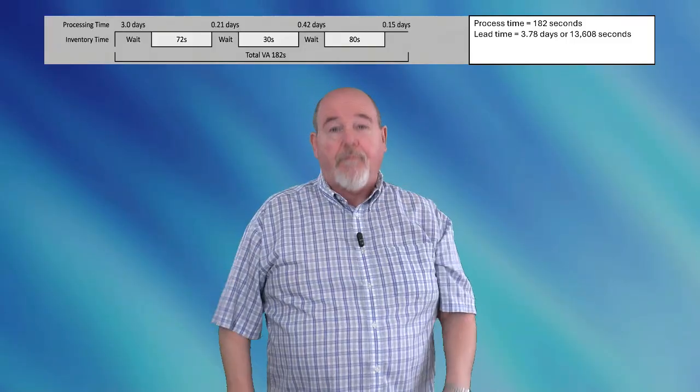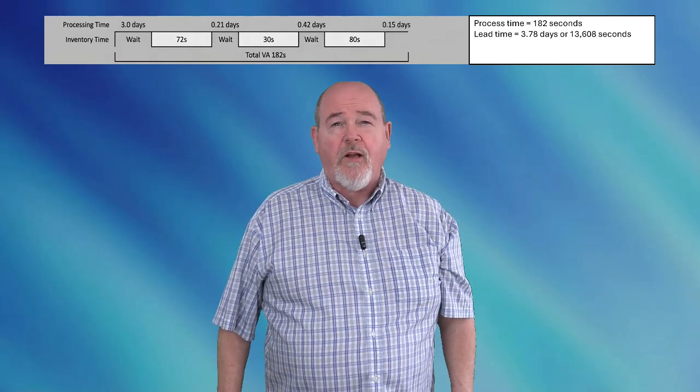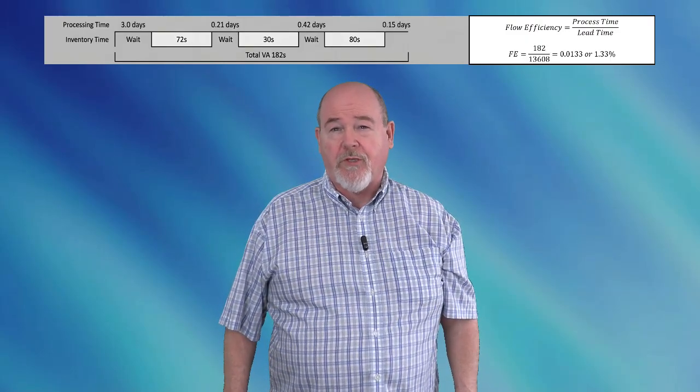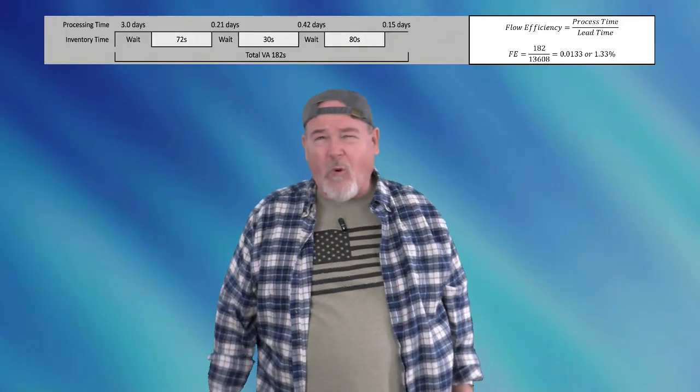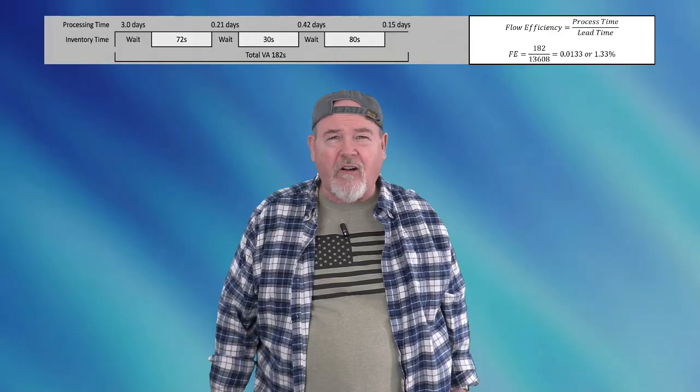Okay. Now, we just calculate the process flow efficiency by dividing the process time by the wait time. In this case, we get 1.33% of efficiency. 1.33%? Well, that ain't nothing. How do we make it better?